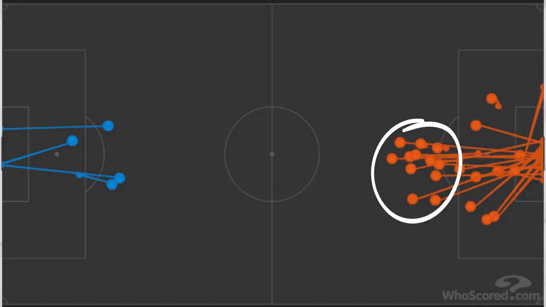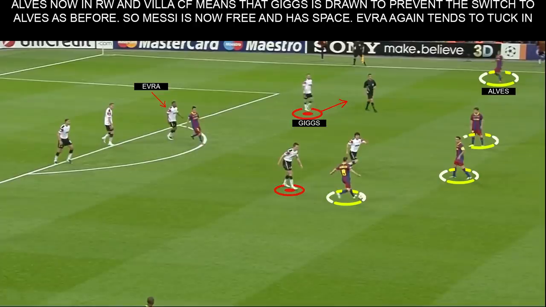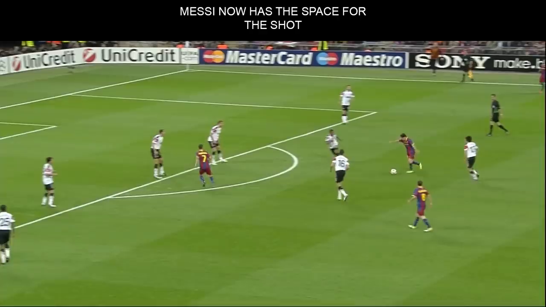Barcelona's shot map shows this, with them taking an unusually high number of shots from range due to often being unmarked in this position. This is also how Messi scores his goal. Evra is tucked in on David Villa, and initially Giggs looks in position to track Messi by tucking in while Park and Carrick have a man each. Giggs spots Alves arriving in space and drops deep to track him, and suddenly Messi is in space unmarked. The ball comes out to him and the goal results.